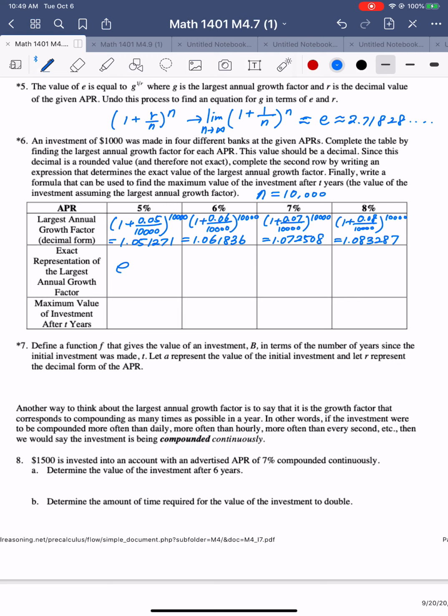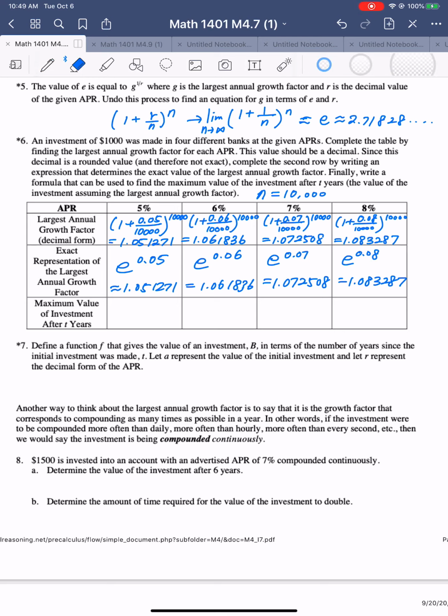So if you use e to the 0.05, you'll get close to 1.051271. e to the 0.06 is similar to 1.061836. e to the 0.07 is similar to 1.072508. And e to the 0.08 is about 1.083287.